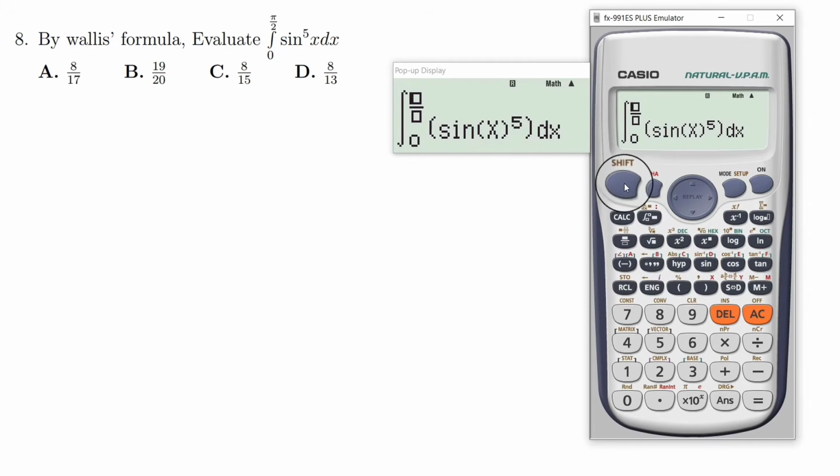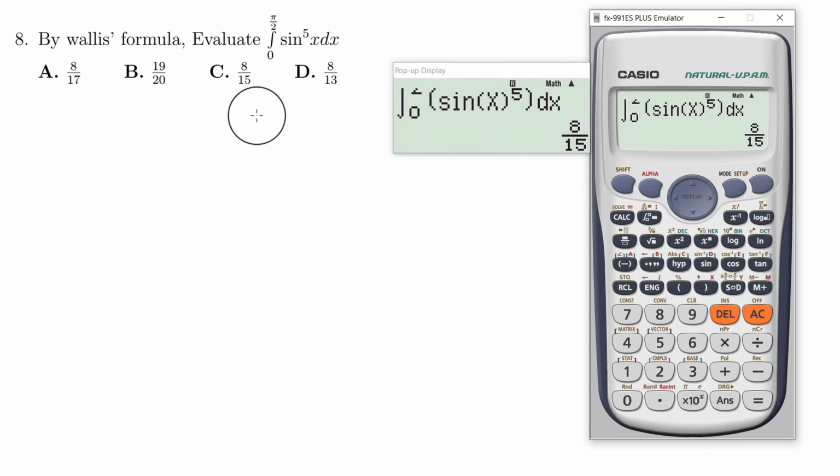Then I can now press my shift pi, then over 2. Then now press my equals to button. You can see that I have my answer 8 over 15 without wasting time. Okay, that means that Wallis formula is actually also programmed in this calculator. So I have 8 over 15.